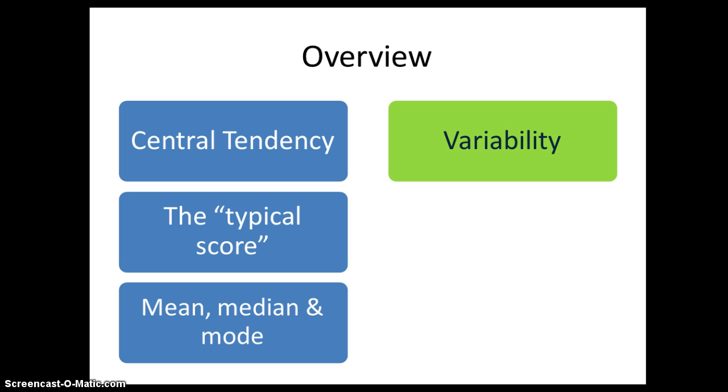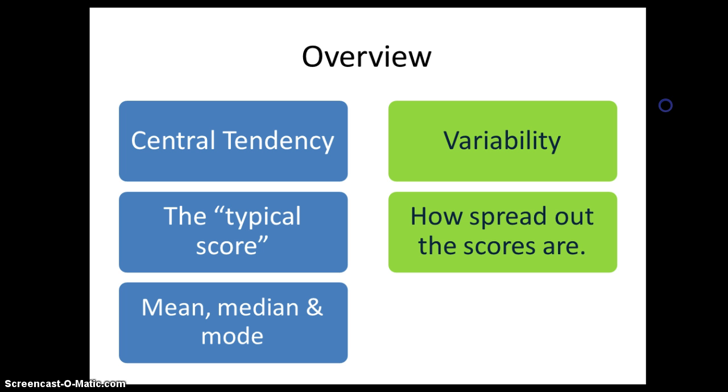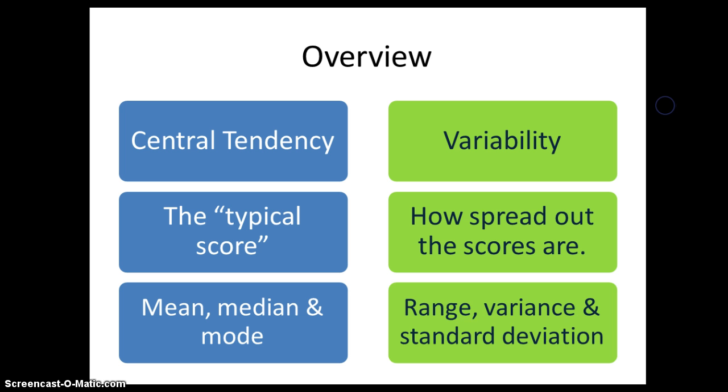Now, it doesn't tell the full story just to have an understanding of central tendency. We also need to have an understanding of how spread out the scores are. And that's a measure of variability. And there's a number of different ways that we can assess variability of a data set. And those include the range of the data. So how many scores does it encompass from highest to lowest? What's that spread like? The variance and the standard deviation.